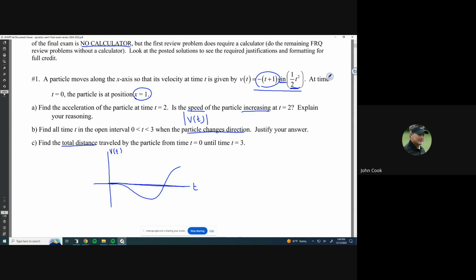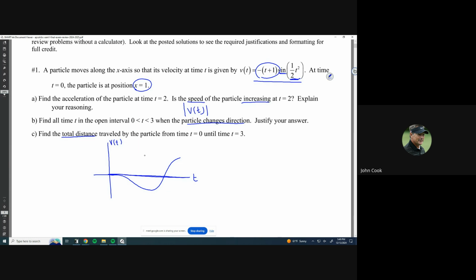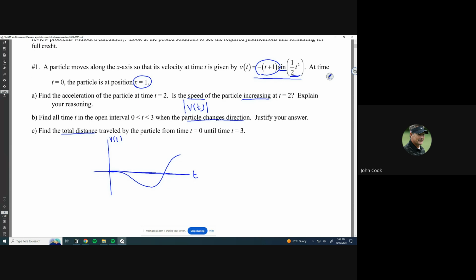So we got through the first two parts of number one. We graphed it. Now I kept the graph up here, complete with that point I got from 2B, was it 2.507, I think. And now it's asking us to find the total distance.